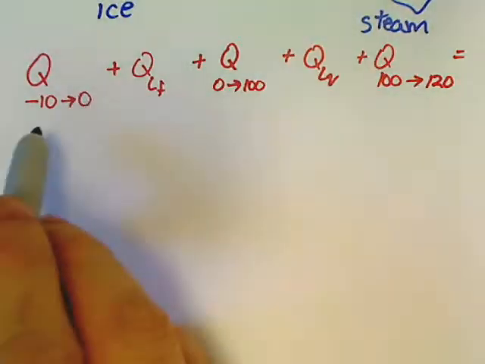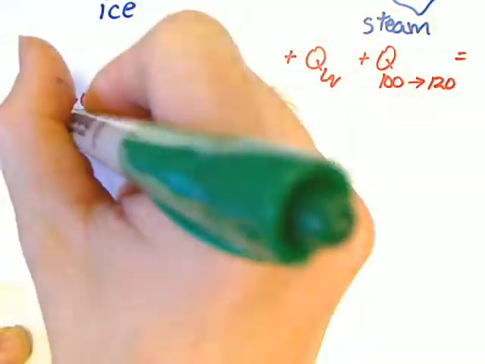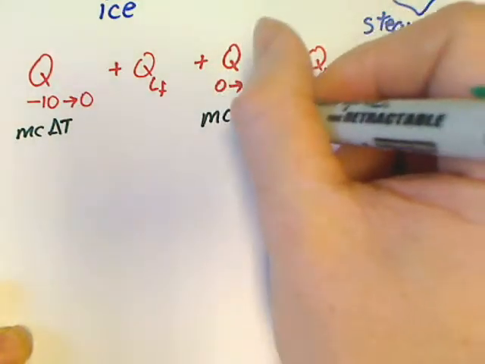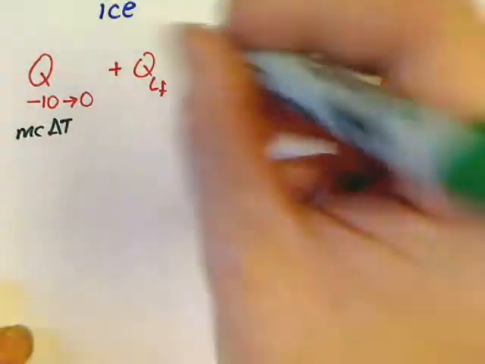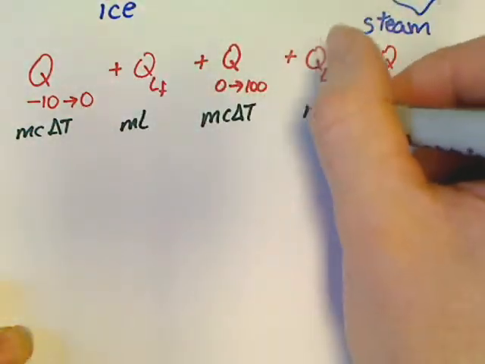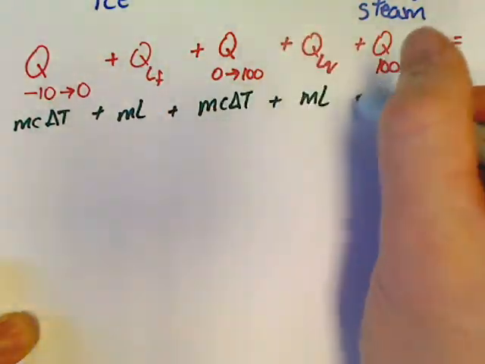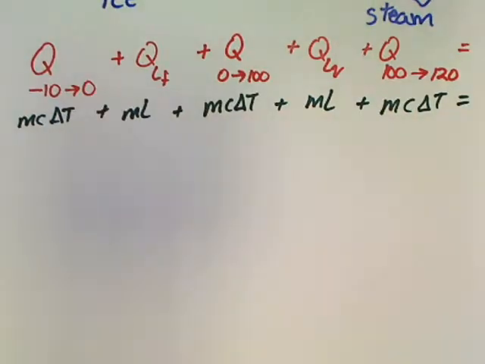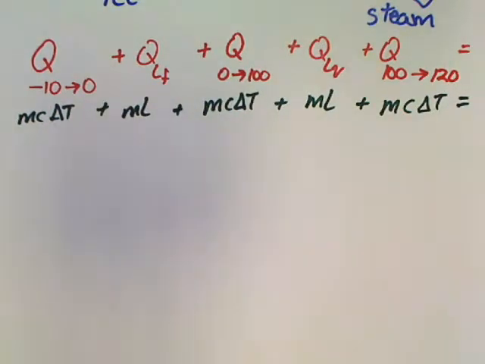Here are the equations. Every one of these temperature changes is an MC delta T question. So we've got 3 MC delta T's, and then we've got these two that are both MLs. So really our problem looks like this: 3 MC delta T's added in with 2 MLs. I usually don't write out all this stuff. I just go straight for the part where I plug in numbers. So let's see if we can get into this and start doing some numbers.